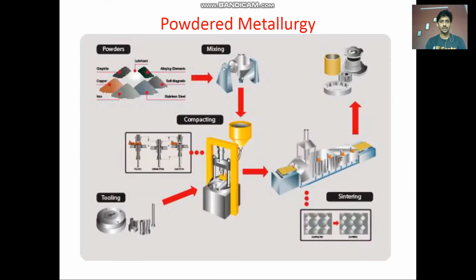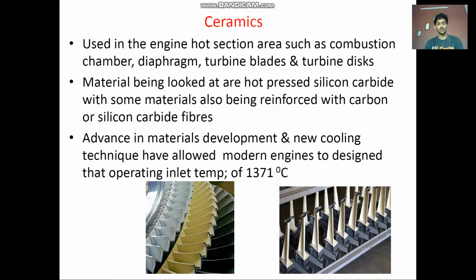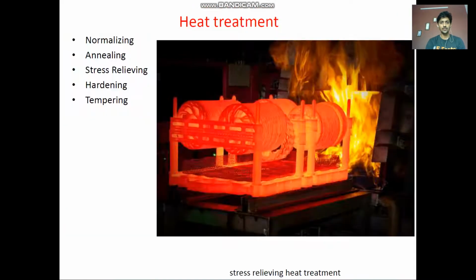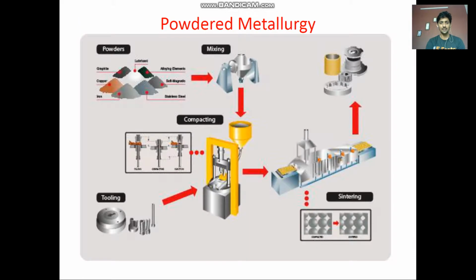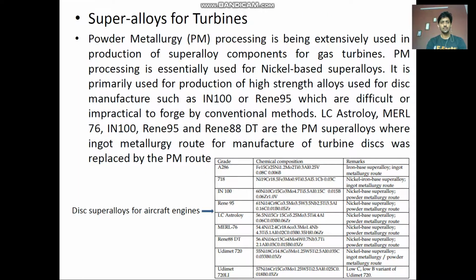In today's class, we first discussed composite materials, so ceramics, and then composite materials. Then we tried to understand powder metallurgy, the process. Then we tried to understand the super alloys, which are basically used for turbines of gas turbine engines.